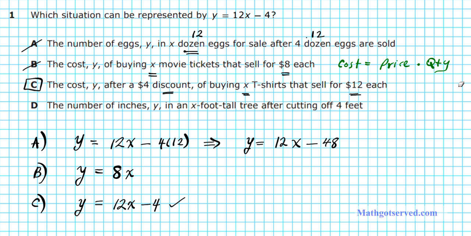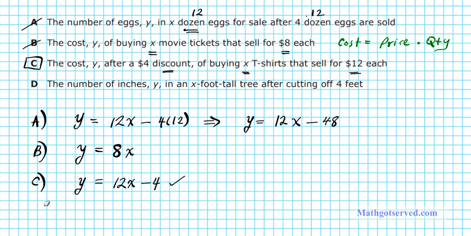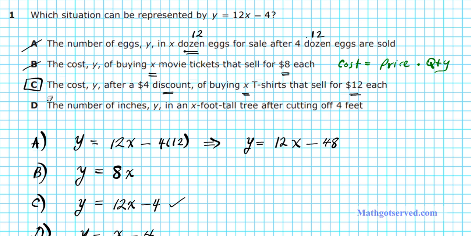Let's take a look at option D just to solidify our skills of expressing algebraic equations from verbal form into equation form. So let's see. The number of inches y in an x-foot tree after cutting off 4 feet. So y is the number of feet left after you had an x-foot tree and you took off 4 feet from it. So y is equal to x minus 4. And we can clearly see that this is not a match. So option D is not the answer. The final answer is option letter C.